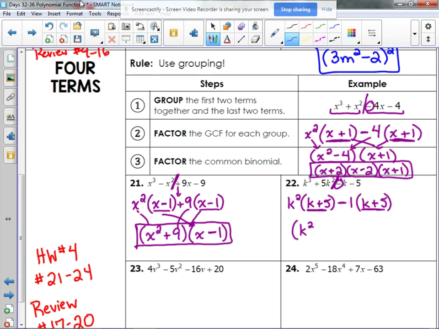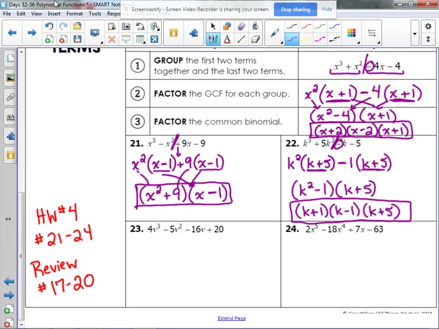So we put the GCFs together. K squared minus 1, 2-for-1 special. K plus 5. Difference of perfect squares. K squared minus 1 is the difference of perfect squares. K plus 1, k minus 1. Yes, you have to factor the difference of perfect squares or you are not fully factored. Okay, any questions with those two?